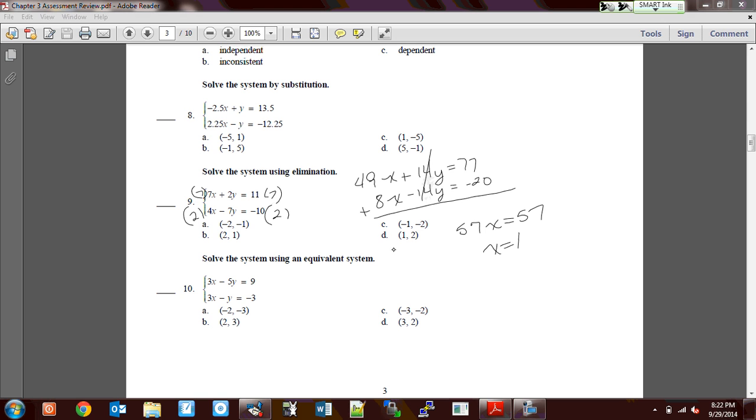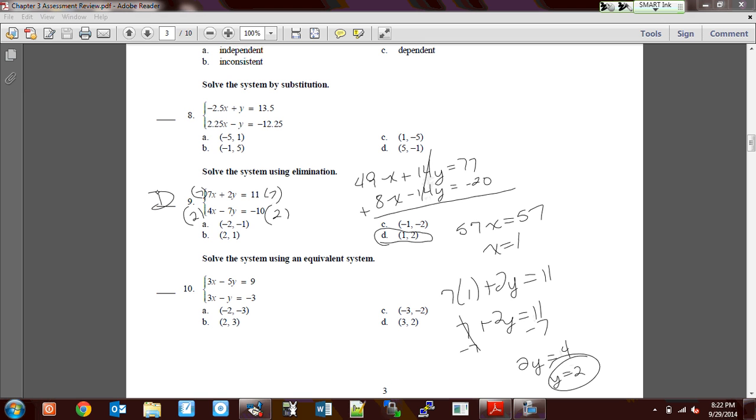And D is the only one where x equals 1. But let's check just to make sure. Let's plug this back into this top one. So we have 7 times 1 plus 2y equals 11. So 7 plus 2y equals 11. Minus 7, minus 7. 2y equals 4. So y equals 2. Did it check out? Yes, it did. So number 9 is D. Okay, number 9 is D.